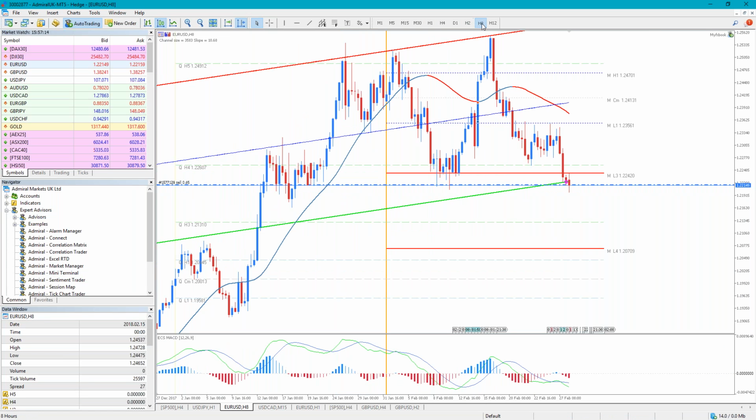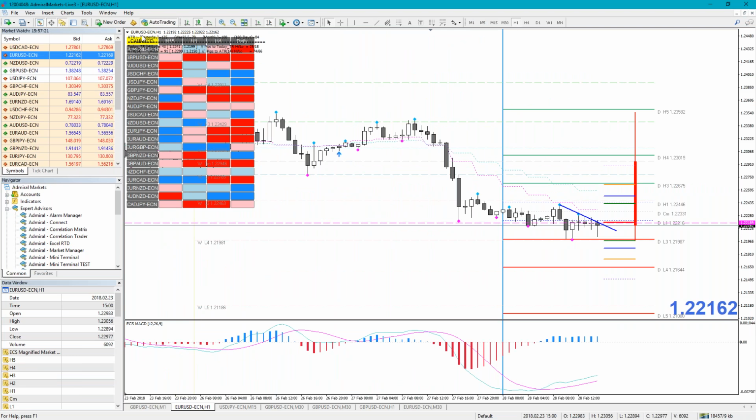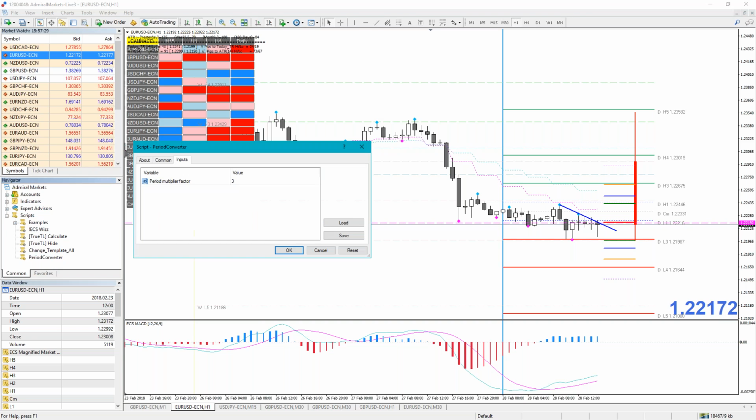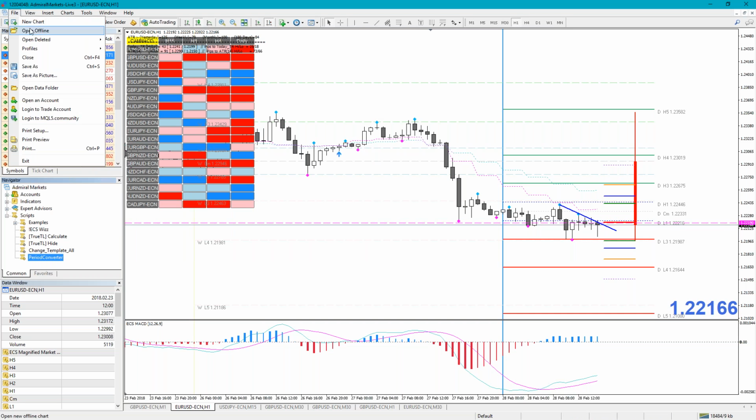It's called the 8 hours time frame. In order to show the 8-hour time frame on MT4, you need to have a script. This script is called period converter. So you need to run the script, and you need to enter the multiplier factor. So in order for me to show 8 hours, I'm on 1 hour chart, I need to put 8 here. And then if I put 8, okay, now I need to go to open offline charts.